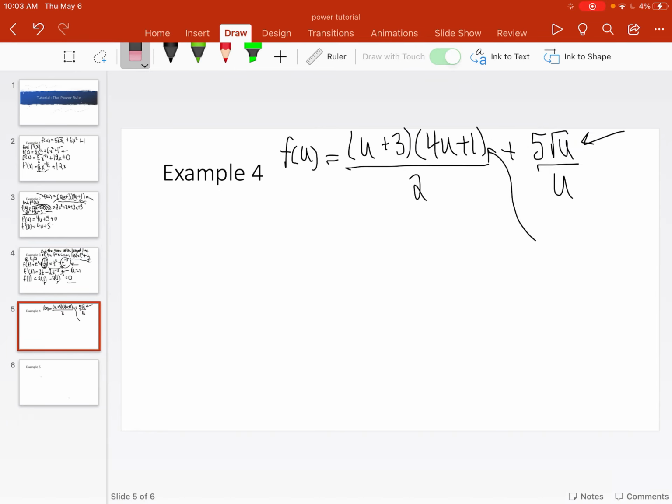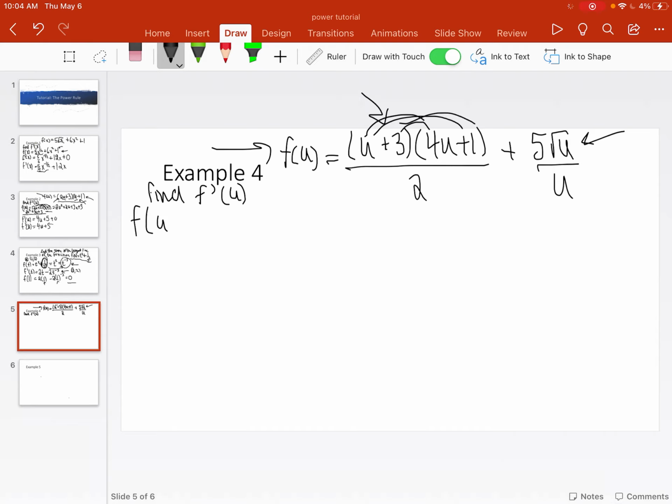So let's go on to our next example. Our next example is just asking us to take the derivative of this function f of u, just given to us. So we're just finding f prime of u. That's pretty straightforward, but we've got a decently large function here. So let's get started. What we can see initially is that in this first term, we can FOIL this out. We can distribute this out, multiply it out.